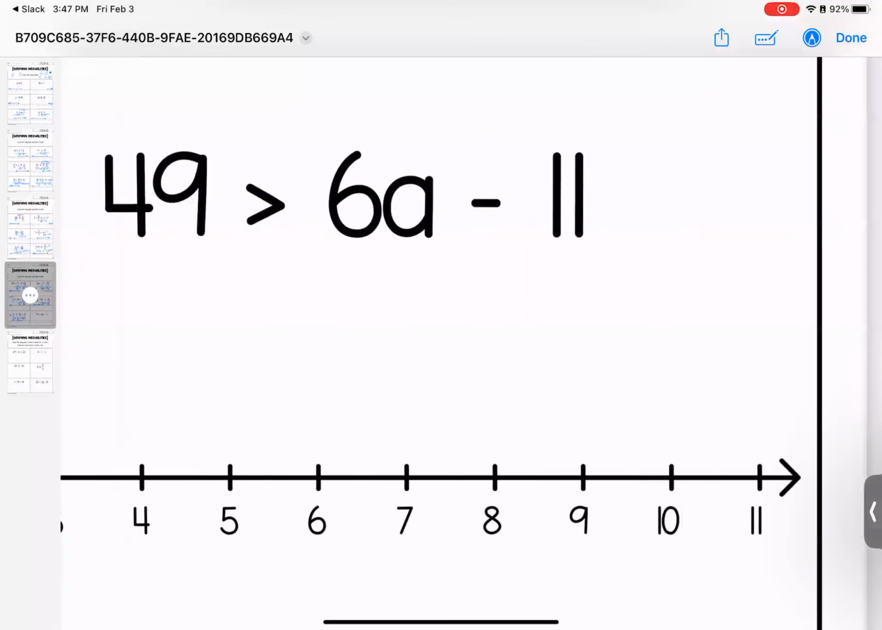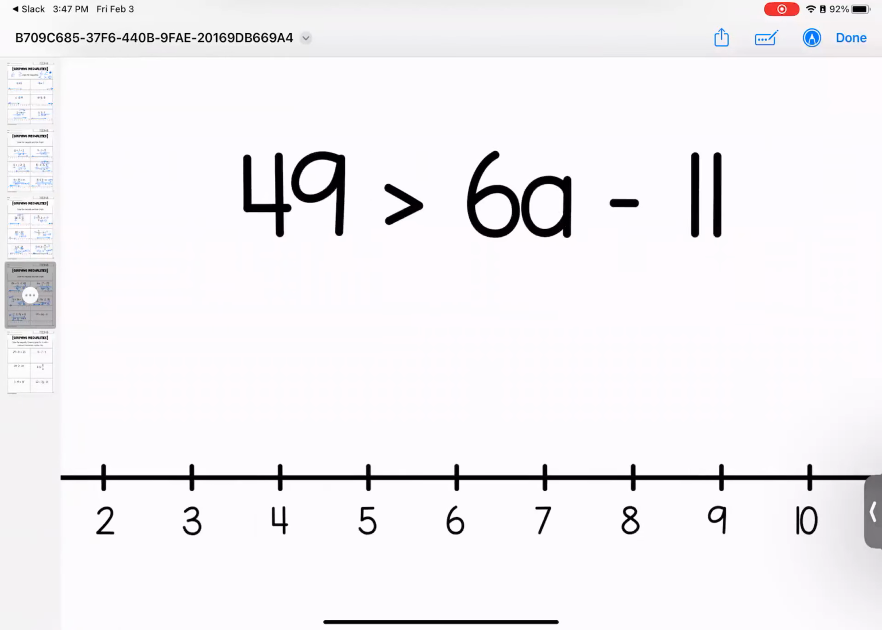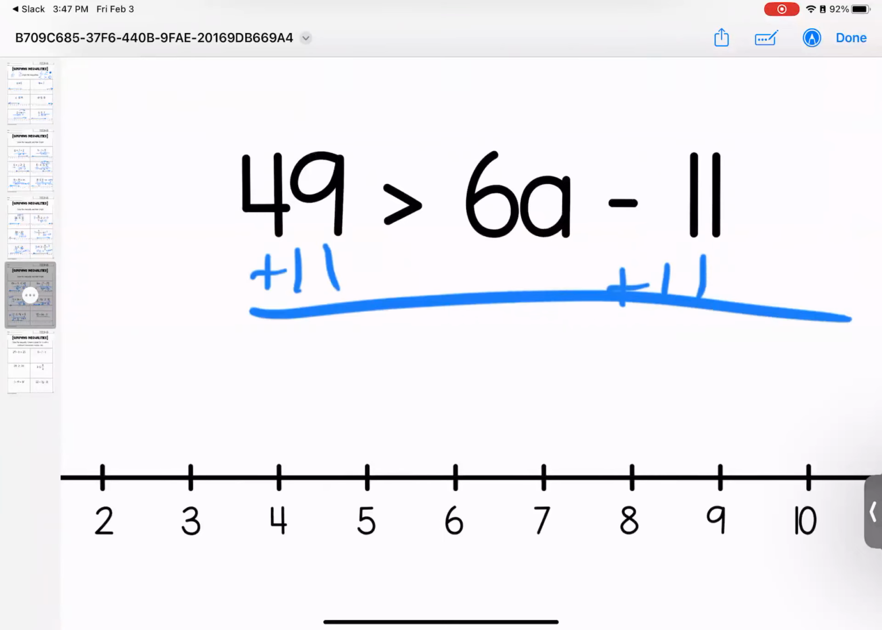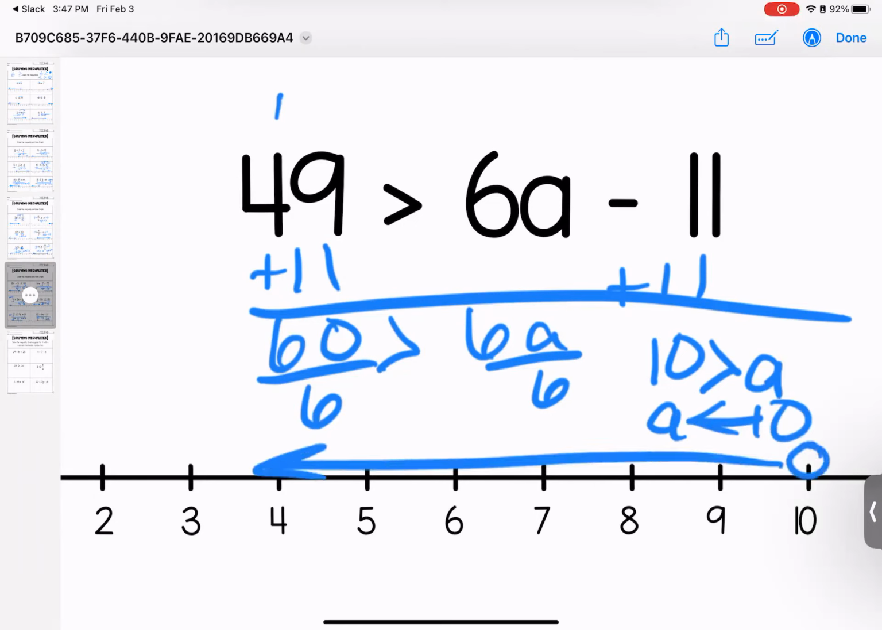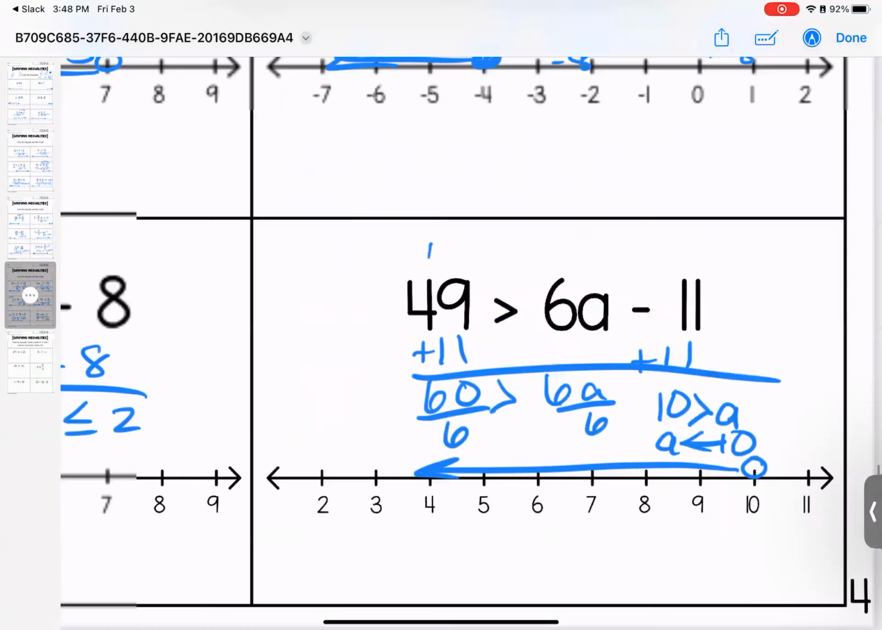All right, 49 is greater than 6a plus or minus 11. Add 11 to both sides. 49 plus 11 is 60, which is greater than 6a. Divide by 6. A is less than 10. I'm going to flip it so that my arrow points me in the right direction. I have A, arrow goes to the left. Remember, when we flip it to put our variable on the left, everything switches.